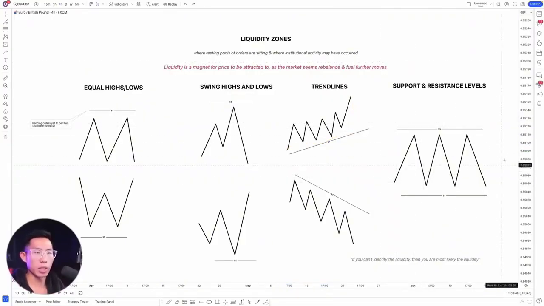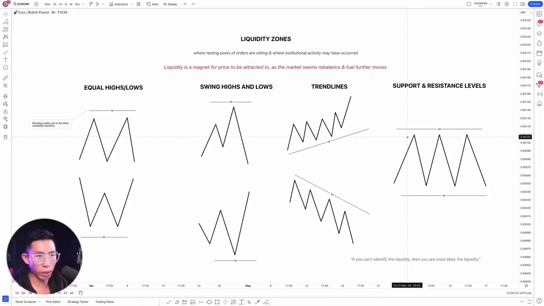And lastly, we have our support and resistance levels. The most simple concept that you learn when you start trading, and it is actually the biggest threat, right? Because like I said, smart money knows that you are trading based on these support and resistance levels, and they're going to take advantage of you, right? They're going to take advantage of your stupid brain.